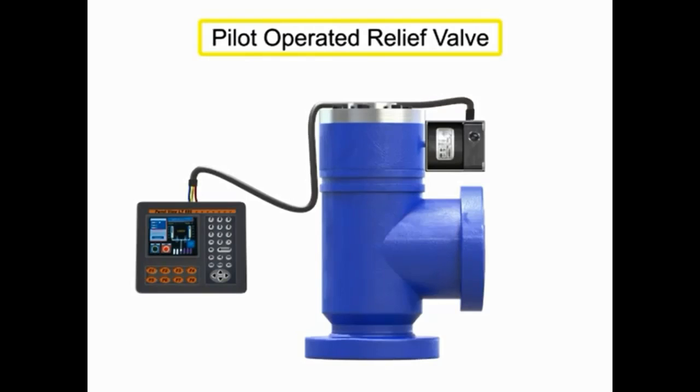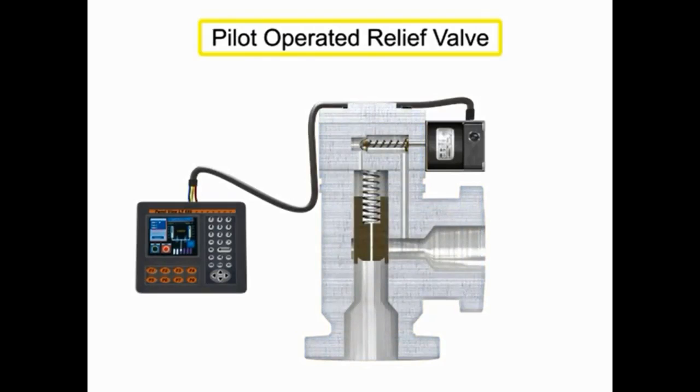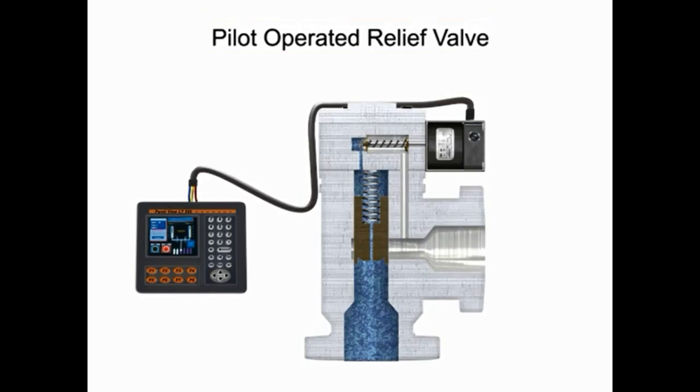A pilot-operated valve has a pilot and bleed orifice and utilizes line pressure for operation. This is a pilot-operated relief valve. When the solenoid is energized, the core opens the pilot orifice and relieves pressure from the piston or diaphragm to the output side of the valve.